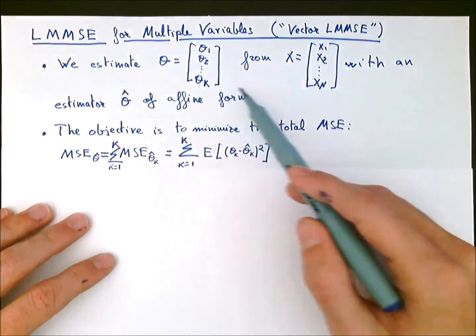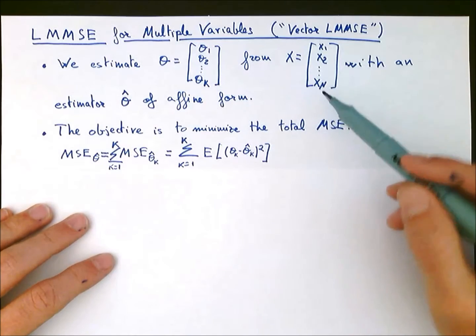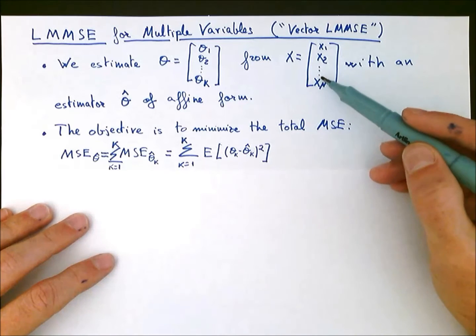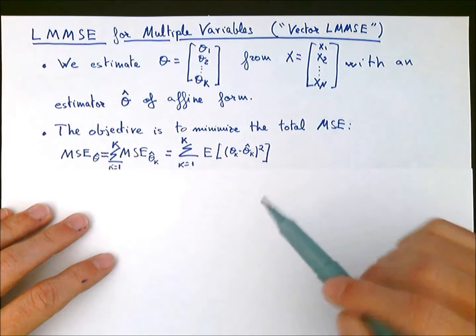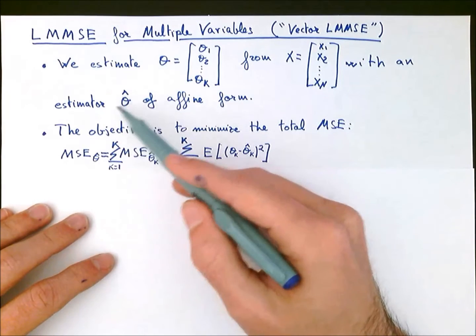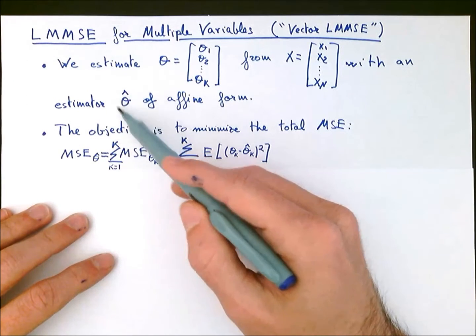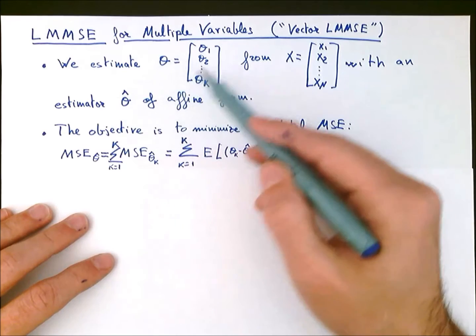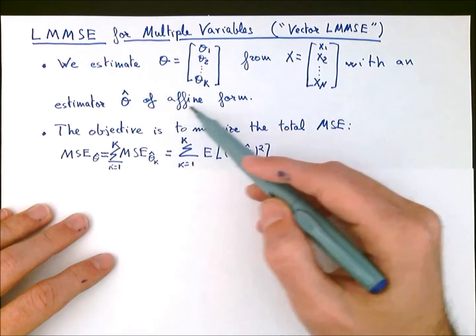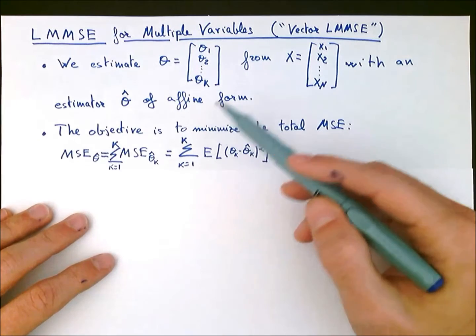And we would like to estimate them from a set of data, x, also stacked in a vector, with n components. And we again restrict our estimator, theta hat, which this time is going to be a vector with k components, to have an affine form. We only want to do linear operations.